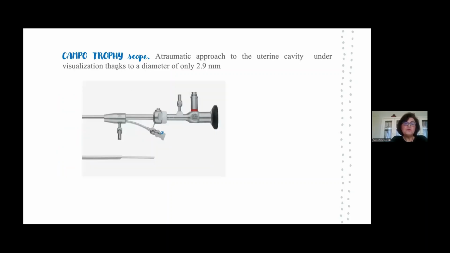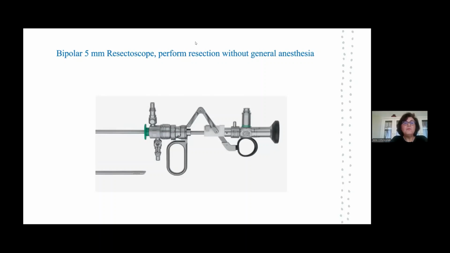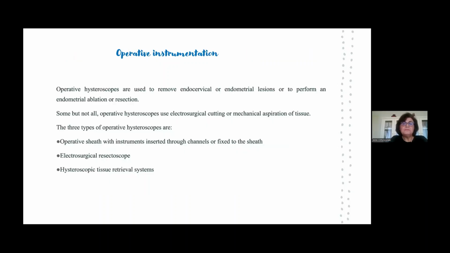Here is a combo trophy scope with a diameter of only 2.9 mm. Bipolar 5 mm resectoscopes perform resection without general anesthesia. Operative instrumentation. Operative hysteroscopes are used to remove endocervical or endometrial lesions or to perform endometrial ablation or resection. Some, but not all, operative hysteroscopes use electrosurgical cutting or mechanical aspiration of the tissue.